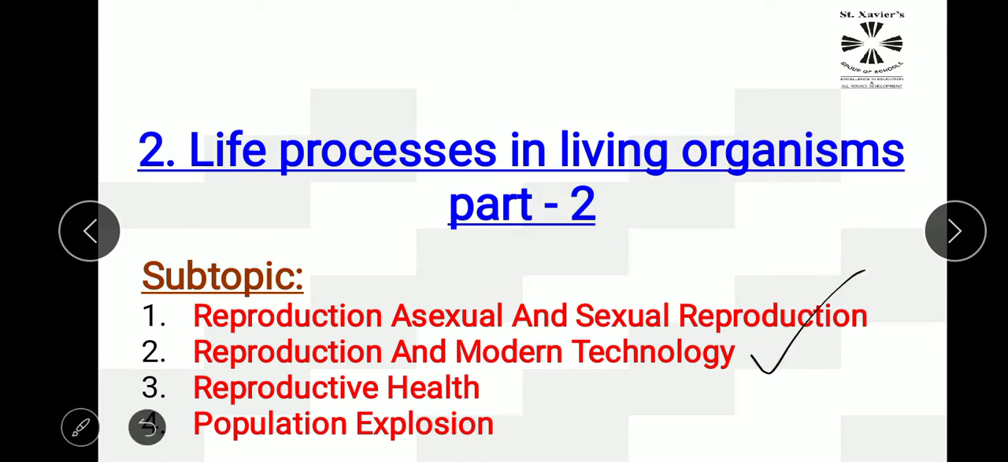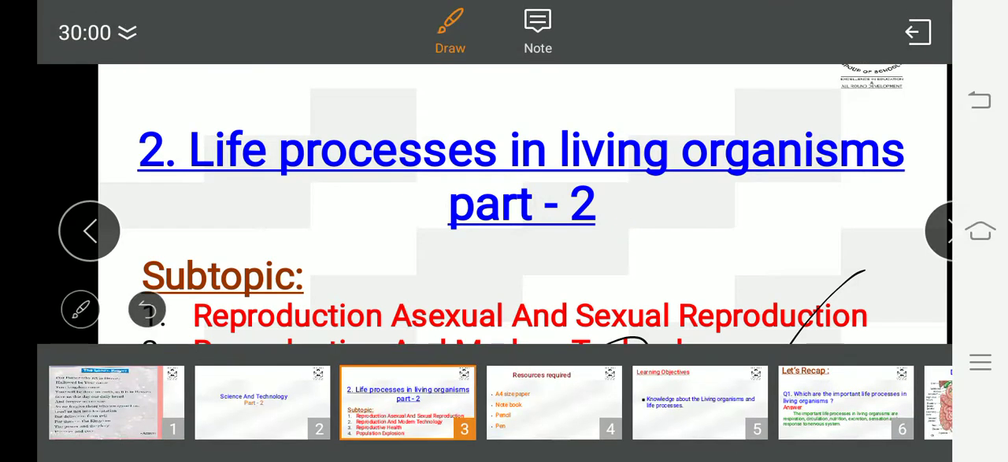We are going to study reproductive health, and we are going to study about population explosion. So here we are going to study population explosion at the end. It will be a very short portion of this chapter. Mainly we have to study reproduction and reproductive health in this chapter, students. So let us start with the chapter.